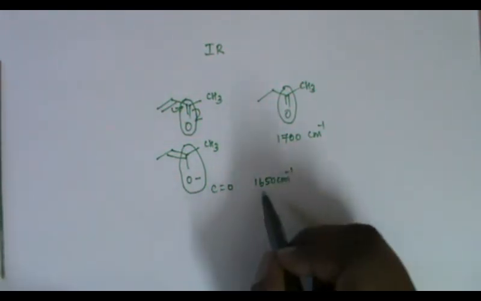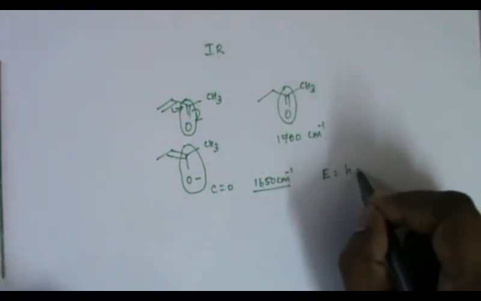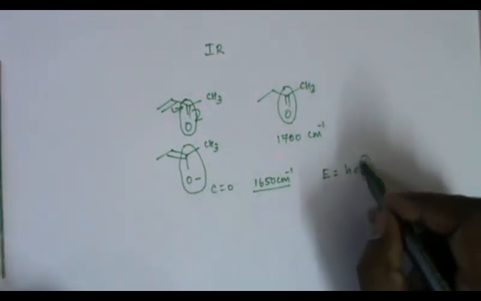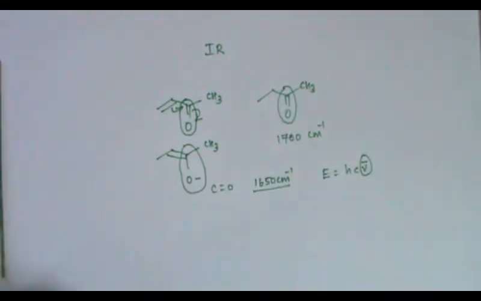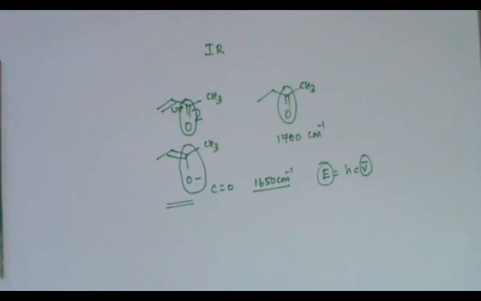So the higher the wave number, the higher is the energy. E is equal to hc times wave number. So when it is more, in this case it is more, the energy required for the vibration will be more. But in this case it is less because it is not a double bond. It is partially double bond. So because of that we get less vibration frequency.